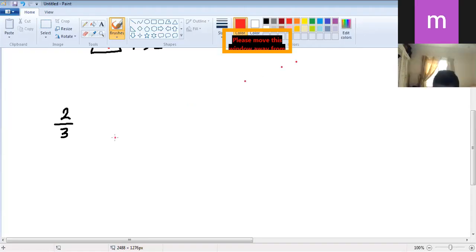How can we read this fraction? First of all, you have to say the numerator, the number on the top. It's 2. And what is the denominator? 3. So it's thirds. 2/3. Right, 2/3.